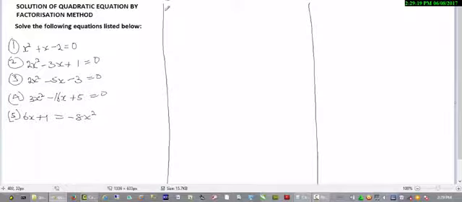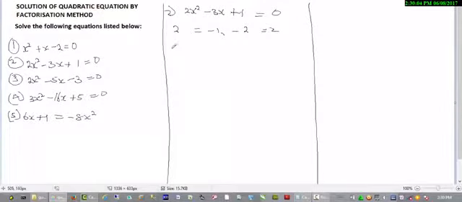Yes, we shall quickly rush over to number 2. Question number 2 says 2x squared minus 3x plus 1 equals 0. So we are still going to look for two numbers. Now we multiply 2 times 1, which will give us 2. So we are looking for two numbers such that when we multiply them we have 2, but when we add them we have minus 3. So the two numbers are minus 1 and minus 2.